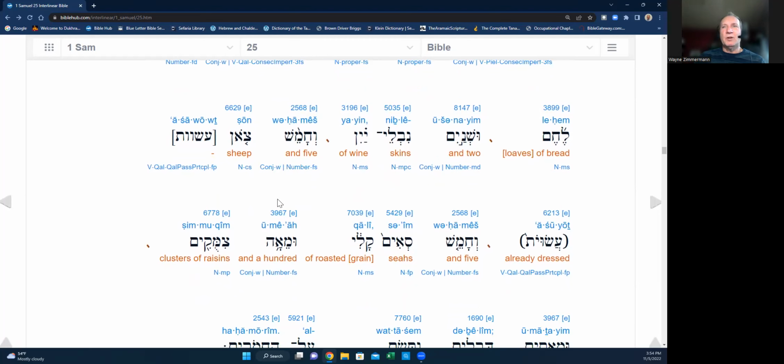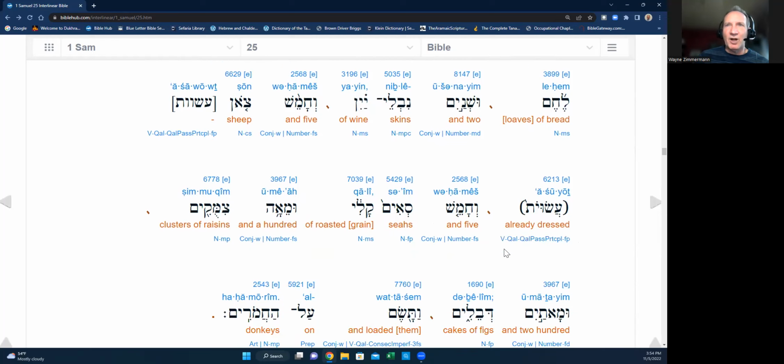Here you see the word for how the sheep were prepared, asuot. You see the ketiv versus a keriv, how it's written versus how it's understood and pronounced.